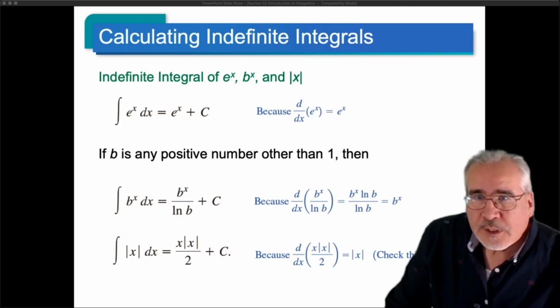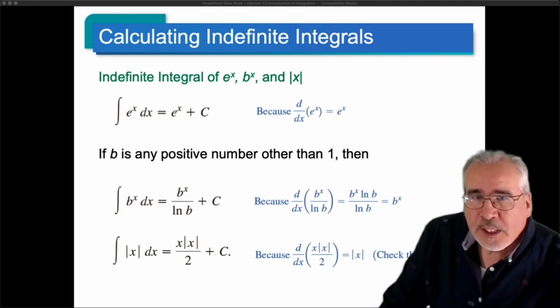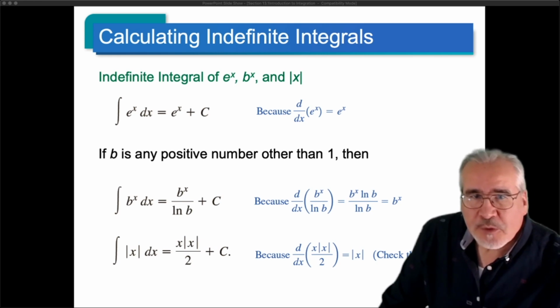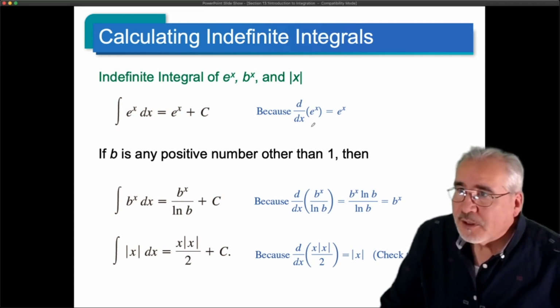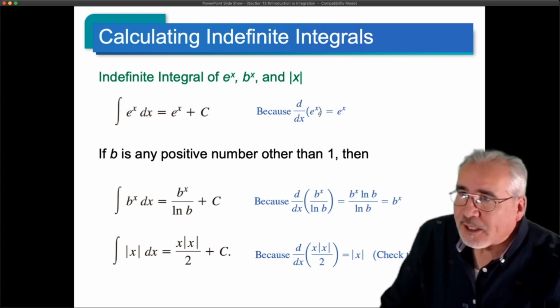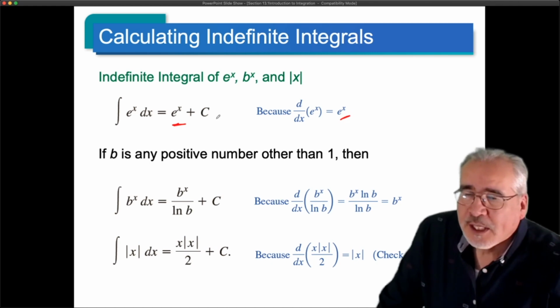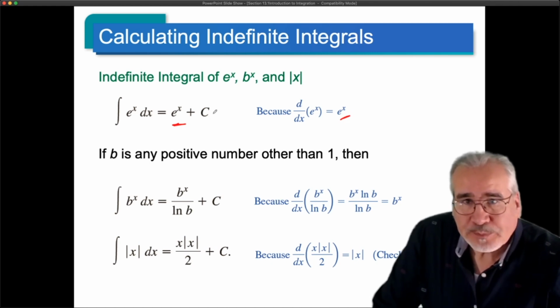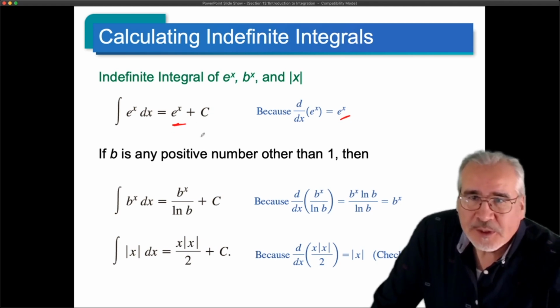So this is the other case, when we have e to the x. Now remember, e to the x is its own derivative, as shown right here. So when we take the derivative of e to the x, we get e to the x. So when we integrate e to the x, we get e to the x. The only thing that you can tell the difference of is that we also get this constant, because if you take the derivative of a constant, it's 0 and it disappears. So just always remember that plus c.